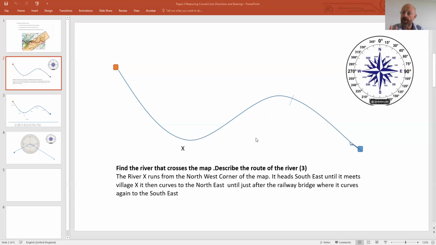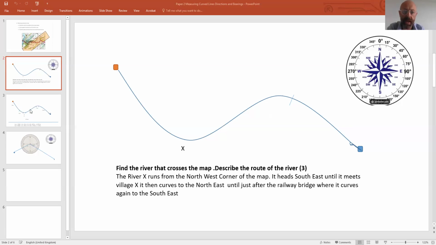But notice how I'm using compass directions to describe the course of the river. I'm also mentioning that it curves. Which direction does it curve? Does it curve near any particular features like Village X or the railway crossing? This came up in your mocks. It's likely to come up again. You need to understand it. It's quite simple. You need to understand and be able to describe these 16 compass points.